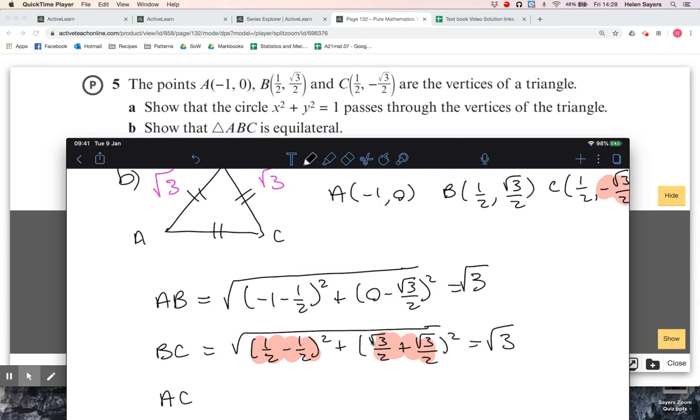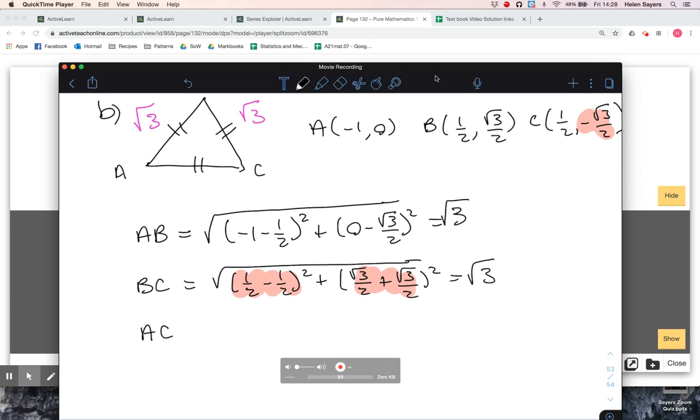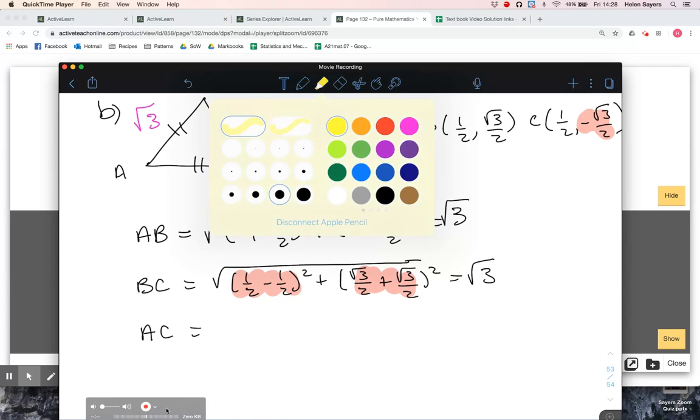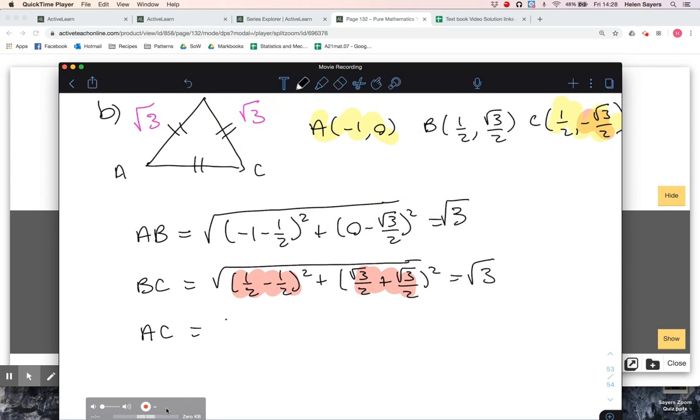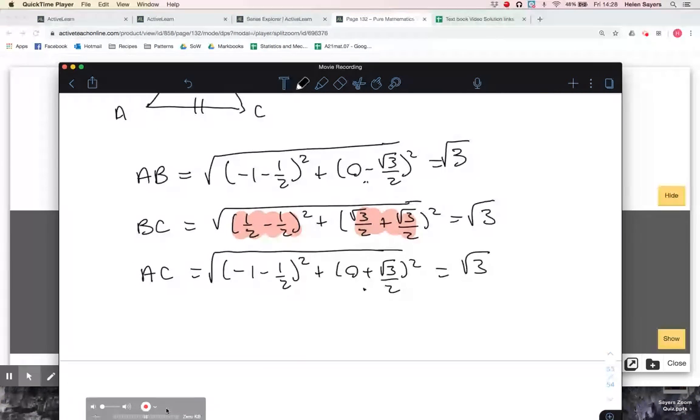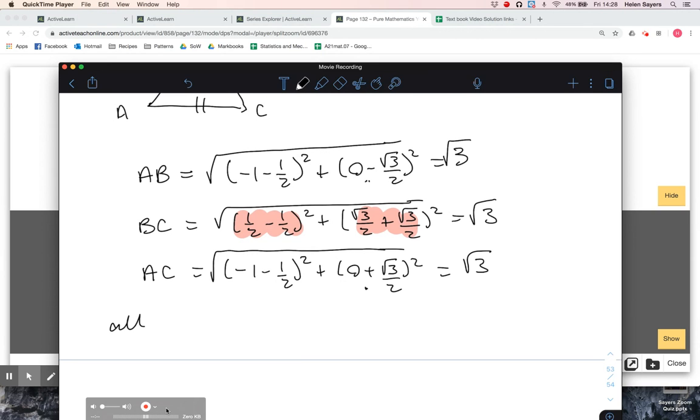Okay, and then the final side, AC. So I just need to check AC. Obviously I'm hoping this is also going to be root 3. Let's just move it up so I can see the coordinates on the same screen. So AC, I'm looking at these 2 coordinates now. That's going to be the square root of minus 1 minus a half all squared plus 0 minus root 3 over 2. If you think about it, that's actually the same calculation that we did for AB, because when we square that, it's not going to matter if it's positive or negative. So you could use your calculator, but it's going to be root 3. So we then just need to clarify what we've done. All 3 sides are the same length, so the triangle is equilateral.